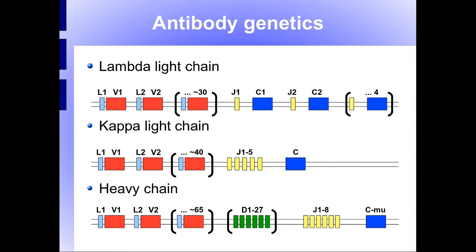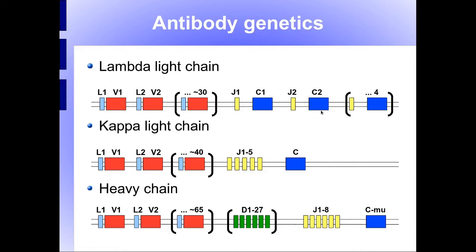The lambda light chains have approximately 30 different variable segments, shown in red. There's a little leader in front of them. Don't worry really about that. It encodes a signal sequence which allows the antibody to be exported from the cell. Then there are around four of these yellow J segments, each followed by a C segment.